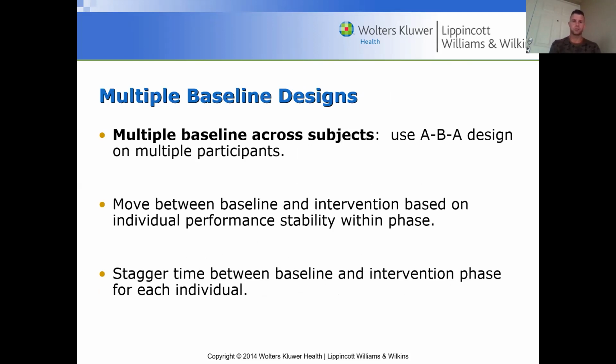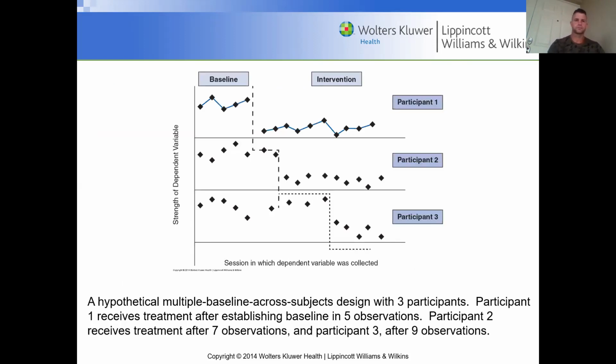Multiple baseline design, multiple baseline across subjects. So this is the ABA design with multiple participants. They move between baseline and intervention based on the individual performance stability within the phase, with staggered times between baseline and intervention phase for each individual. All right, so again, this is showing you the design: participant 1, participant 2, participant 3.